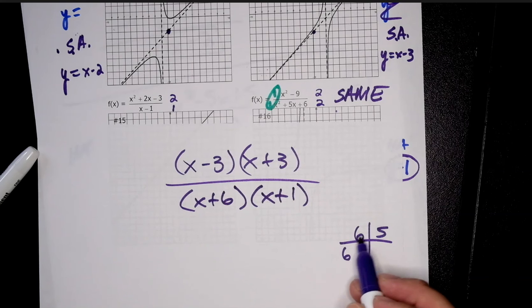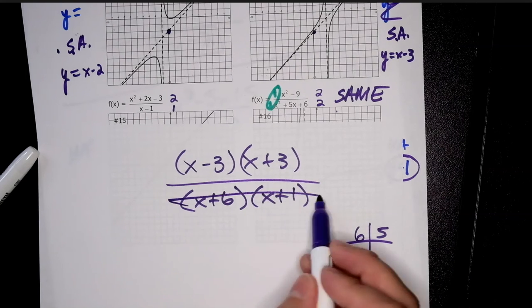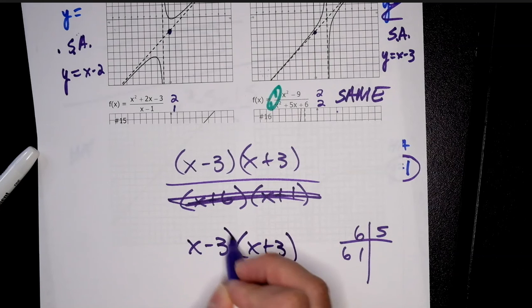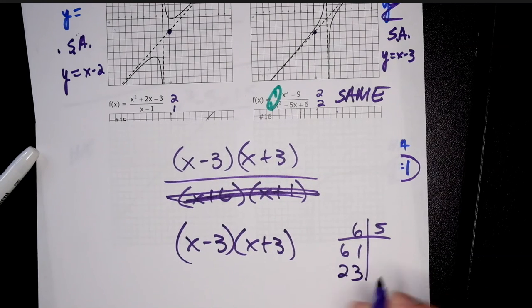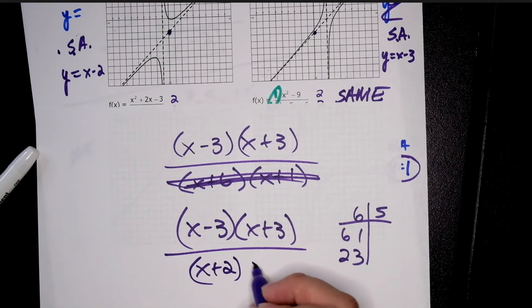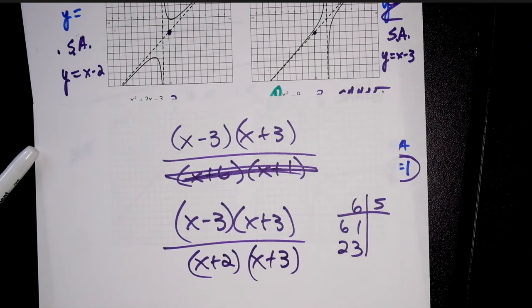Wait, let's see here. Factors of 6 that add up to 5. No, that's not going to work. They don't add to 5, do they? Whoops. Sometimes I make mistakes, starting to roll through this too quickly. I've got 2 and 3, right? So 2 and 3, this factors to x plus 2 times x plus 3.